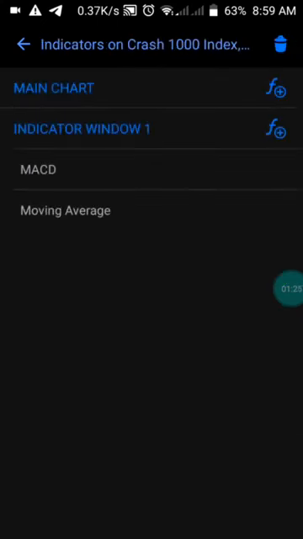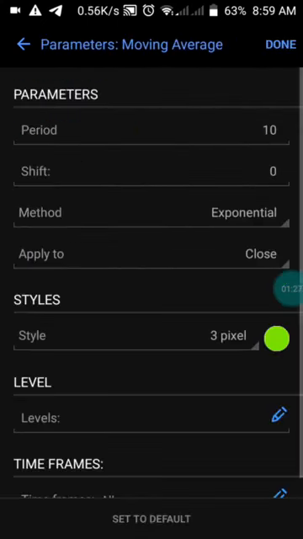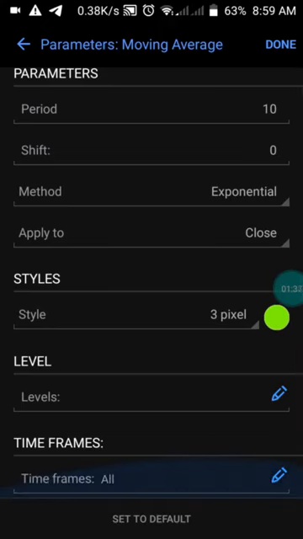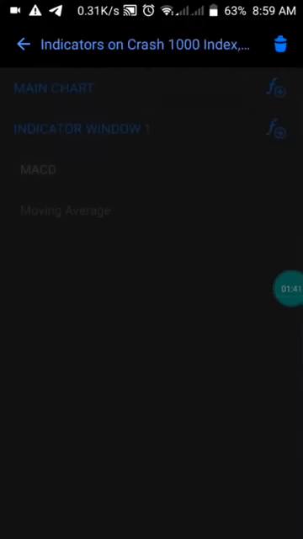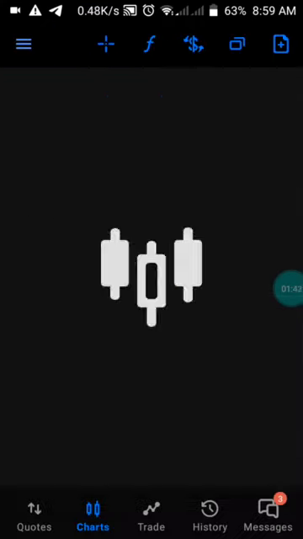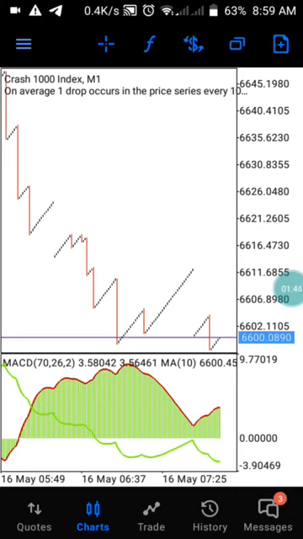So we have the second indicator, the moving average, with a period of 10. We have the shift of 0, the method to be exponential, apply to close, and we have green as our color here. Then we don't have any levels here. Then that is done. So with these two indicators, you can trade with it successfully.